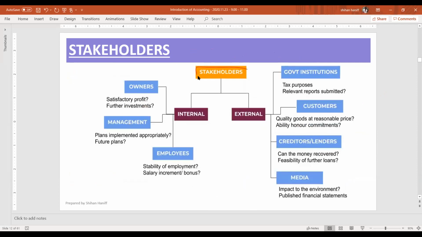So here we have stakeholders, users of accounting. All the users of accounting who use the financial statements, who use these profits and losses, we can divide into internal users and external users. Internal means within the business organization, right?